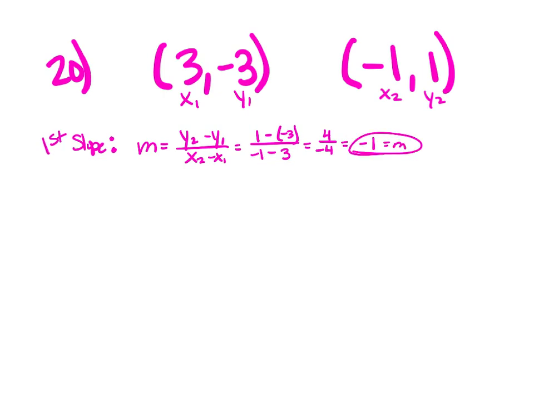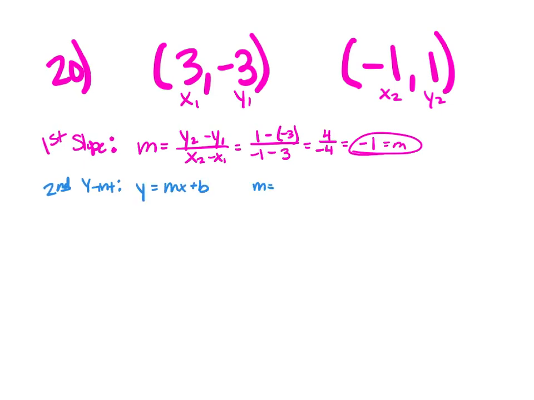Our next step, second step, we want to find the y-intercept. That's b, the point where the line crosses the y-axis. So to get b, we're going to plug into y equal mx plus b.